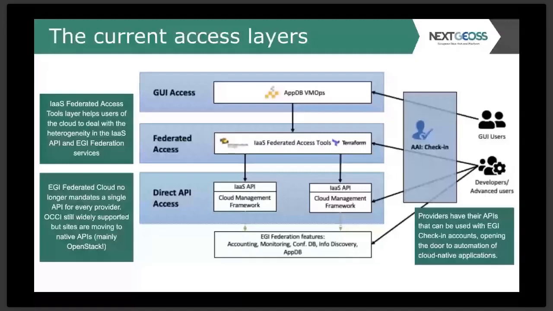And this approach opens the doors for automation of cloud-native applications, and these federated access tools that we built help users to deal with the heterogeneity of the infrastructure that is part of the EGI Federation. So users and developers can access the EGI Fed Cloud at different layers, either using a GUI, a graphical user interface, which is at the top layer there, or they can use their preferred orchestration tools such as Infrastructure Manager or Terraform, or they can directly access the infrastructure as a service using the APIs.